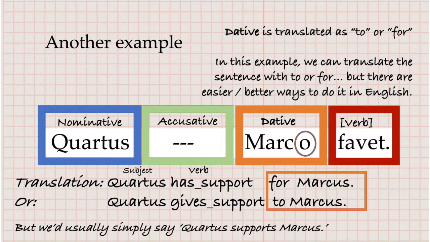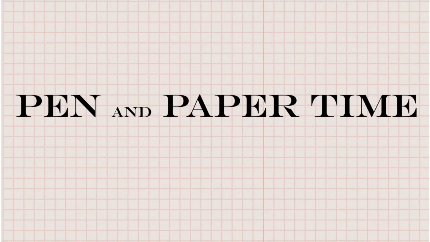Here is the table that reminds us of the different dative forms, and hopefully you've already learnt this. Today's new example looks very similar superficially. Quartus has support for Marcus, or Quartus gives support to Marcus. In this example we can translate the sentence with to or for, but actually in English there are better ways of doing this. We can just say that Quartus supports Marcus. So this is an example where Latin uses the dative, but in English we do things in a slightly different way. Nevertheless, we can still try and use the to or the for that we're expecting when we're translating this.